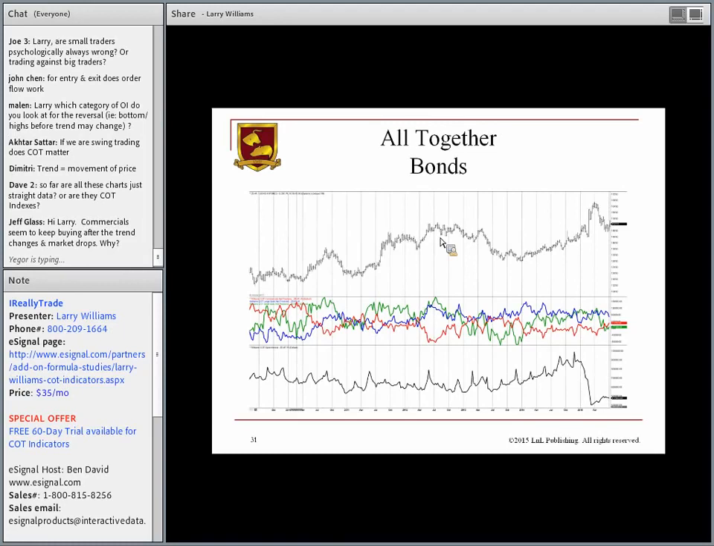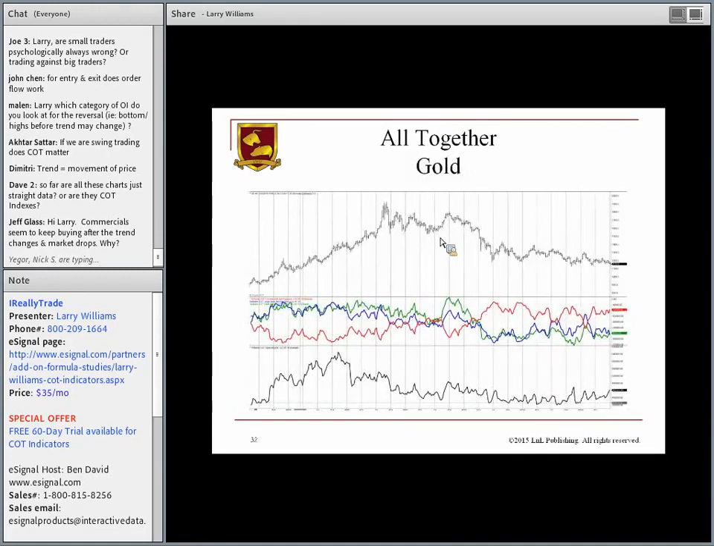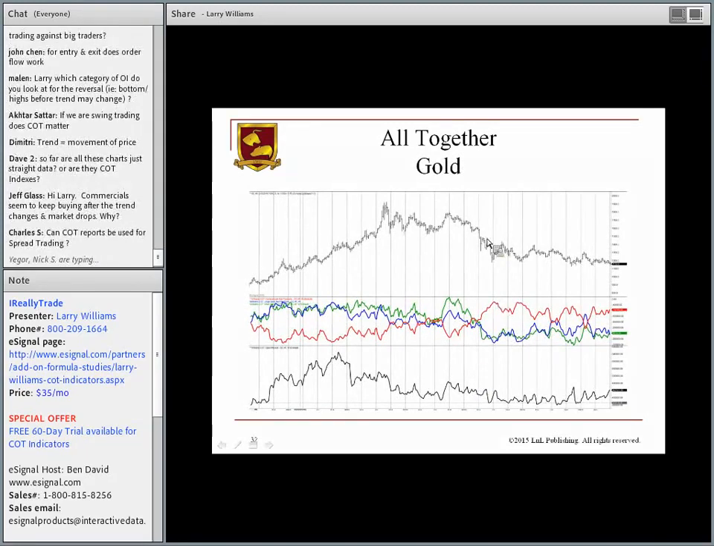Commercials seem to keep buying after trend changes. Yeah, Jeff, we've talked about that. Remember, the commercials will buy weakness. Take gold: they bought all the way down. The red line is commercial buying, right? They start their buying campaign here and buy all the way down because they're hedging. They're not accumulating a position. They're hedgers, you've got to remember that. They were very short up here, and on the way down they're going to hedge their positions.